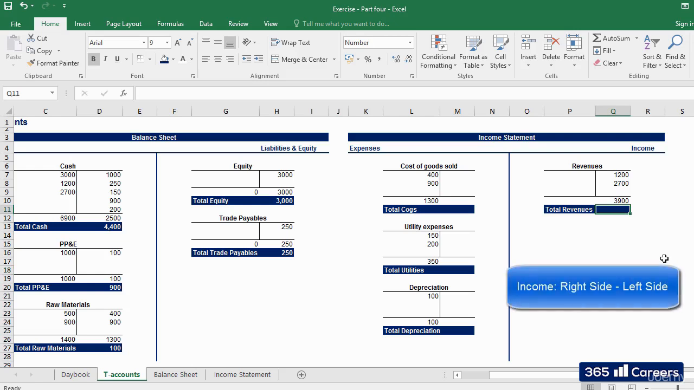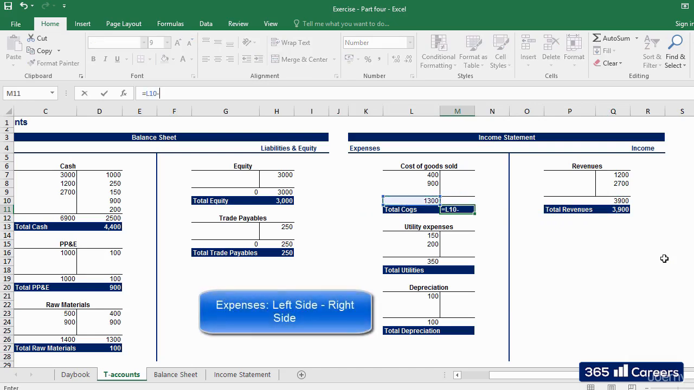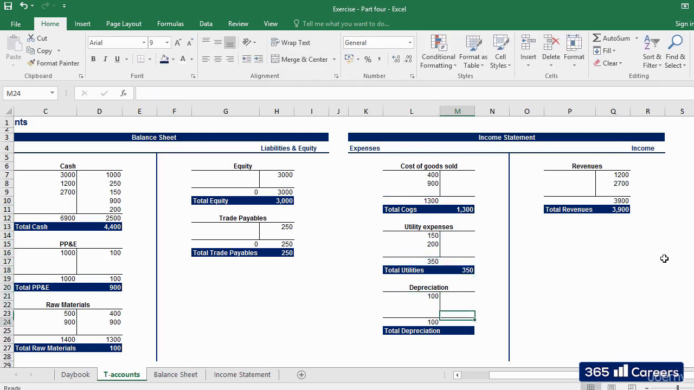When we calculate the balance of income, we do it by subtracting the right from the left column, while when we do it for costs, we need to subtract in the opposite direction. All right, here we are. We've calculated the balance for each of the income statement accounts.